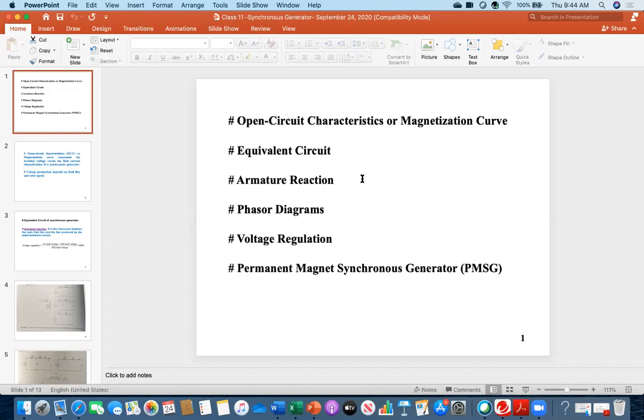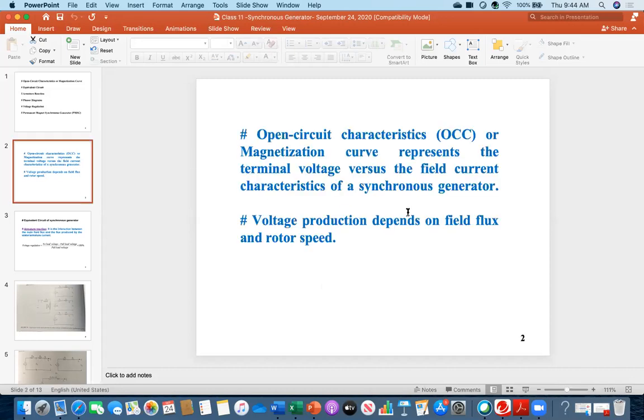So first of all, the open circuit characteristics. You see here I have written that the open circuit characteristics, sometimes briefly called OCC, or the magnetization curve, represents the terminal voltage versus the field current characteristics of a synchronous generator. And I have written that voltage production depends on field flux and rotary speed. So what does that mean?